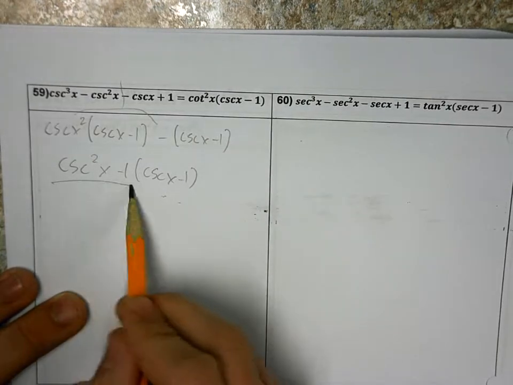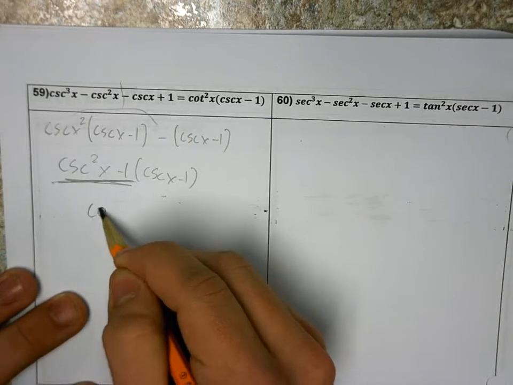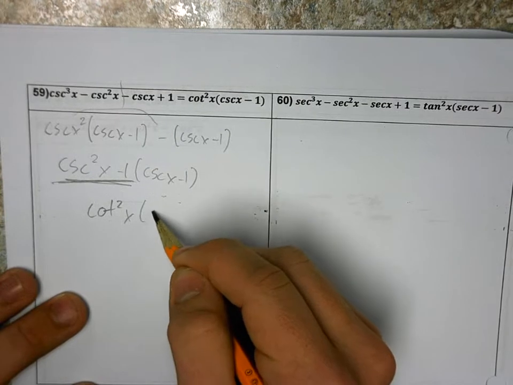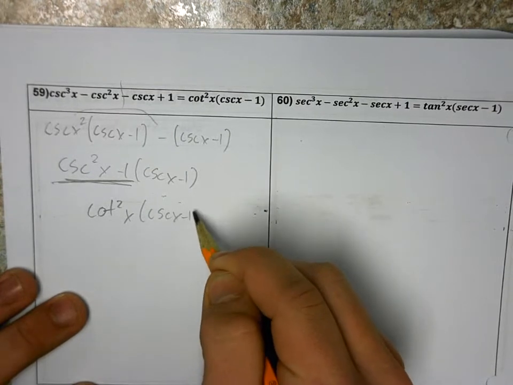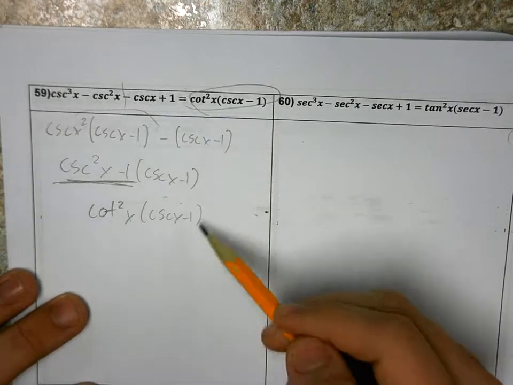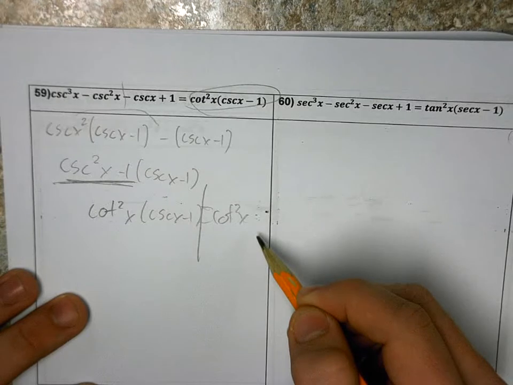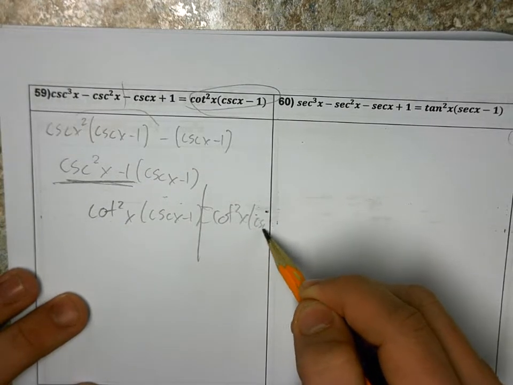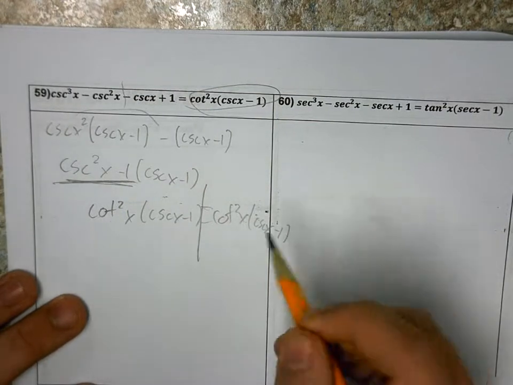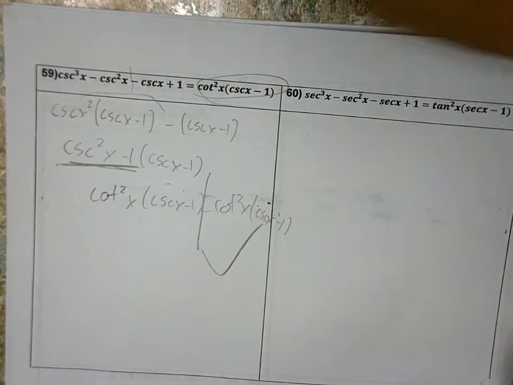Whoa, what is that? That's an identity, which is cotangent squared x. And then cosecant x minus 1. Oh, look at that. That's your answer there. Checks out. Cotangent squared x times cosecant x minus 1. Okay, freeze for a second.